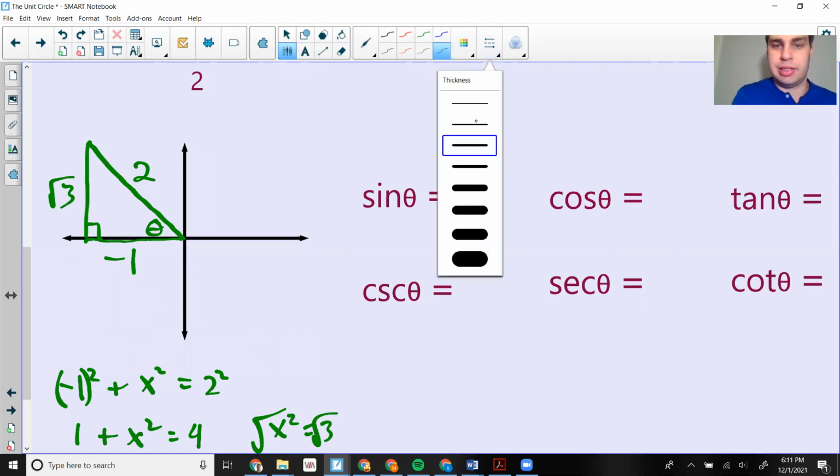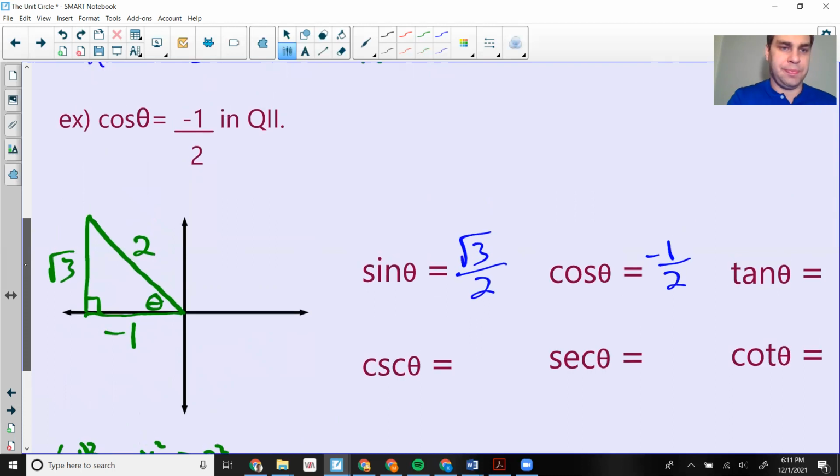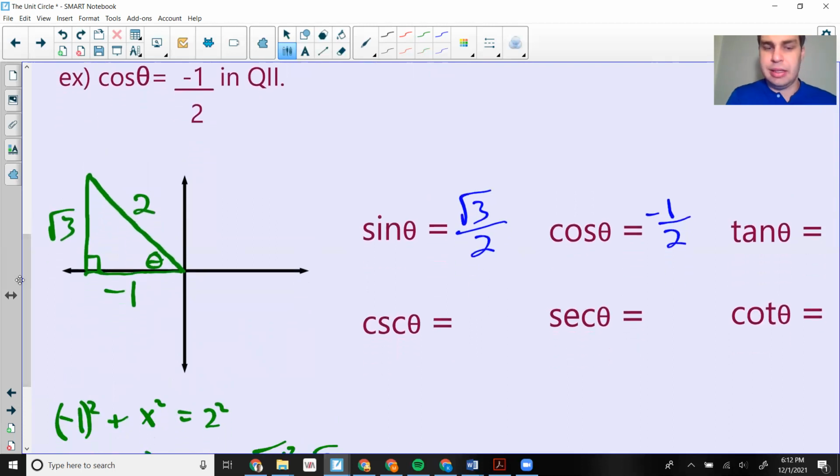All right, I'll go back to my blue color. There we go. Let's fill these in. Sine of theta is going to be the opposite over the hypotenuse, or in our case, the square root of 3 over 2. It's already good. We don't have to simplify that at all. Cosine, -1/2. I think this is the one they gave us in the problem. Yeah, cosine is -1/2.